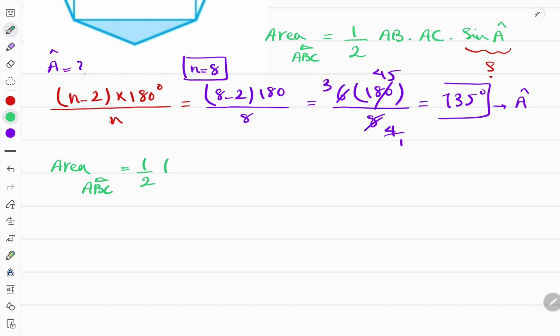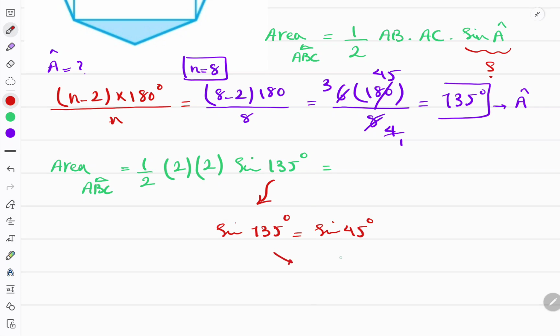Half of AB, AB is 2, AC is equal to AB, is 2, times sine of 135 degrees. Another challenge that we have is to find the sine of 135. We know that 135 and 45 degrees are two supplementary angles. They add up to 180 degrees. So the sine of 135 is equal to the sine of 45, which is radical 2 over 2.